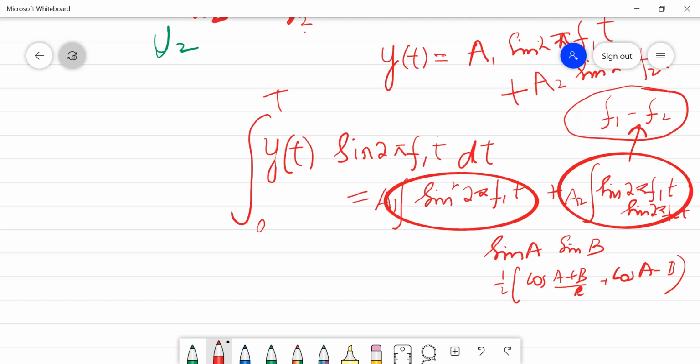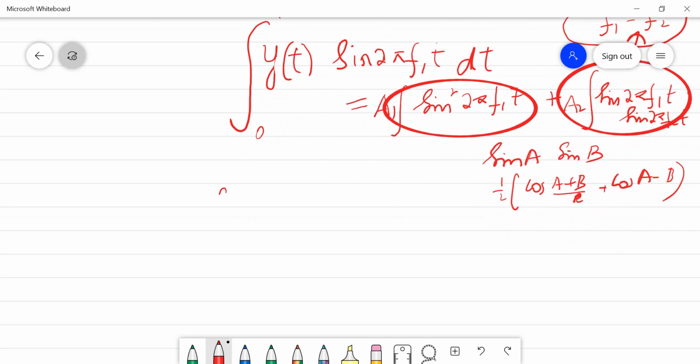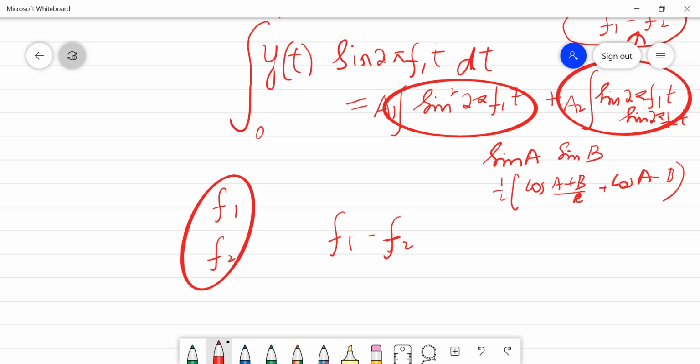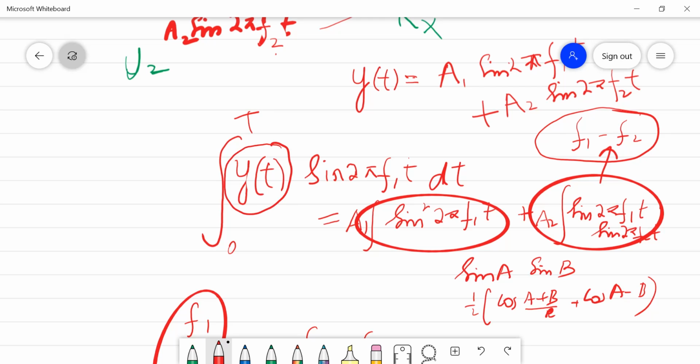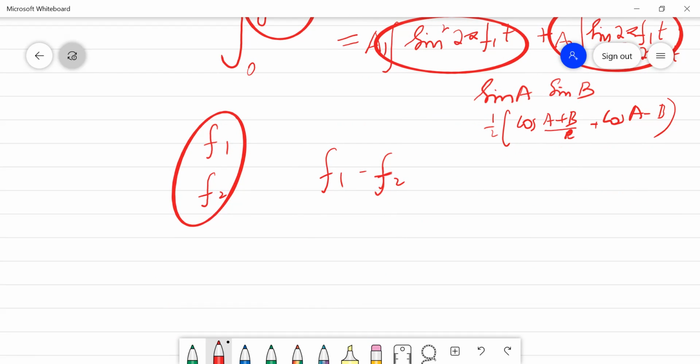What is the overall moral of this? What I want to say is, if two users use different frequencies f1 and f2 and they are separated by a particular amount, that is f1 minus f2 is not arbitrary, rather they are separated by a particular frequency such that this second integral is 0, then the receiver can easily get the signal of each user, right? So first it did the correlation of the received signal with the carrier, or we can say the frequency of the first signal, sine 2 pi f1 t, and you got the signal equivalent to what was transmitted by user 1. Similarly, if the receiver does y of t sine 2 pi f2 t dt, then with this operation the receiver can get the signal corresponding to the second frequency, that is the second user.